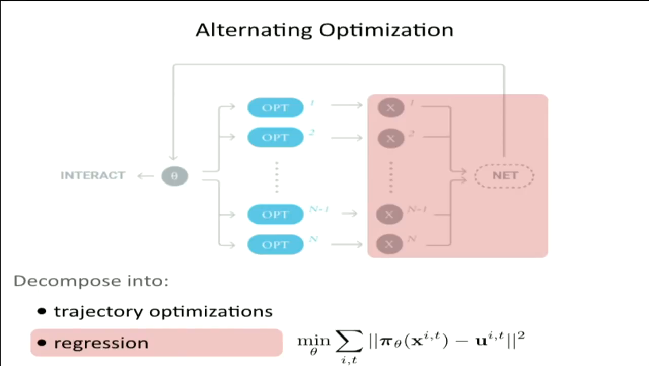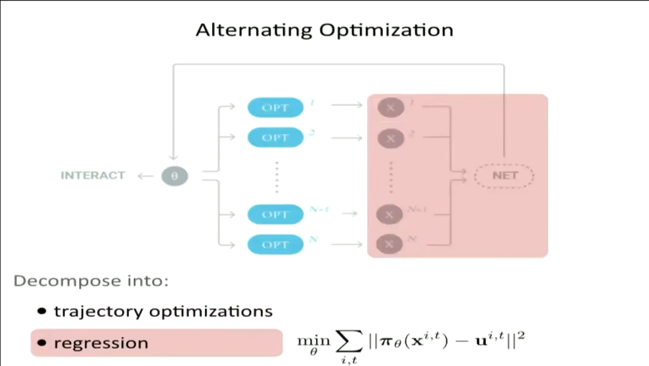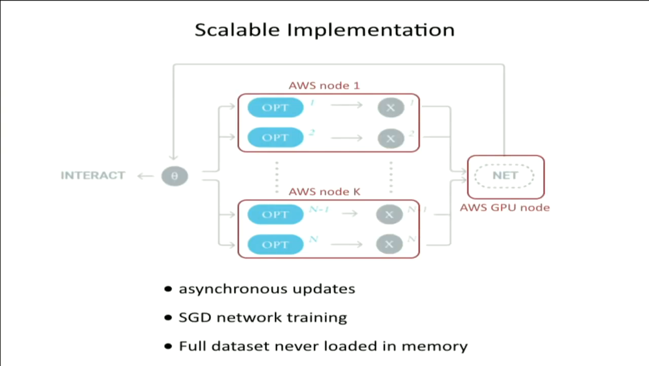And the other thing that you would do is you would just end up doing supervised regression given all of the trajectories that you've optimized. And you just keep alternating between the two. And the nice thing is you can have asynchronous implementations of this. You can have multiple servers running trajectory optimizations, and you can have a neural network training server so that the full data set never needs to be loaded into memory in any one machine.